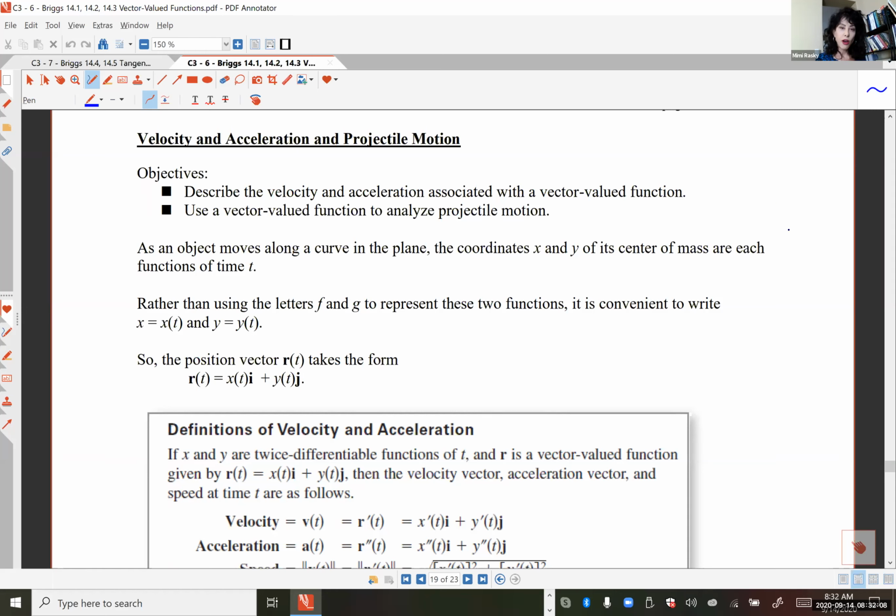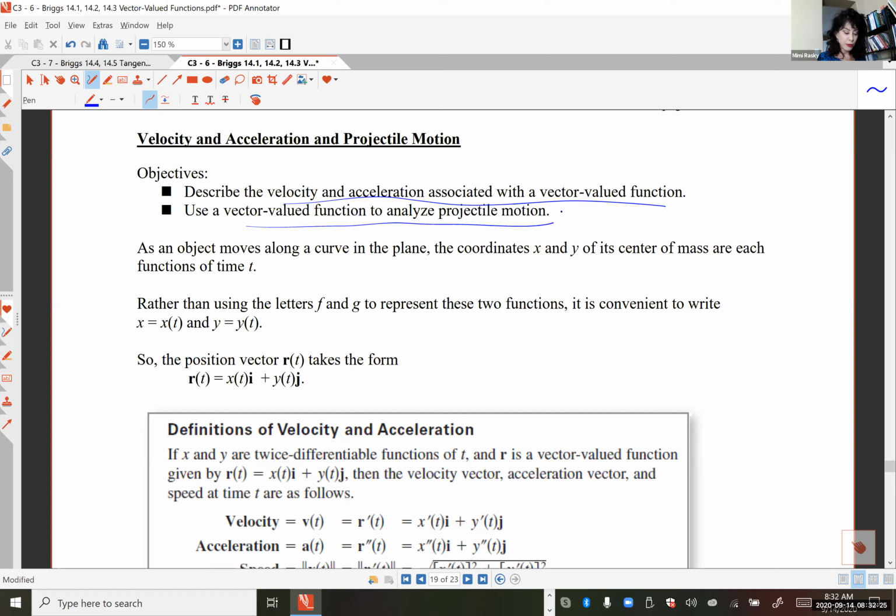And some of these concepts you may have already seen in a Calculus 1 class, which is good. So they kind of translate over here to Calculus 3, which is wonderful. So let's take a look. We're going to look at velocity and acceleration, and we're going to look at projectile motion today.